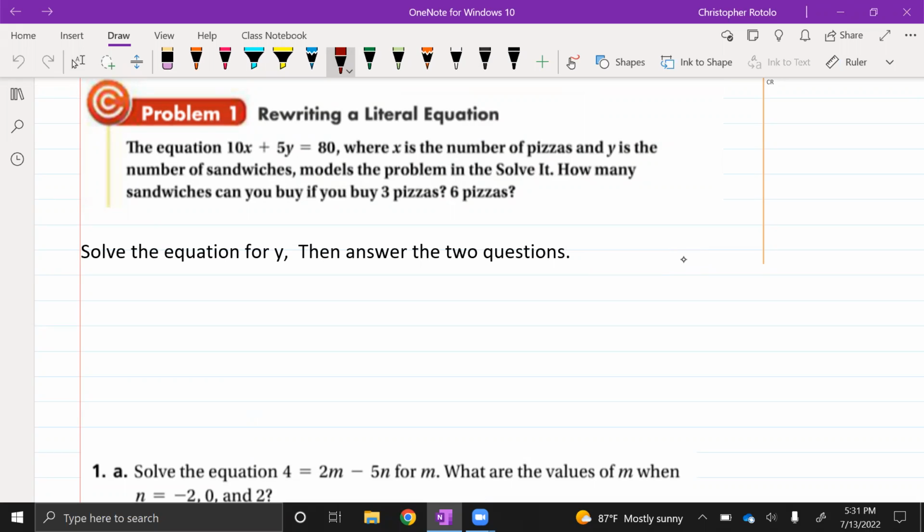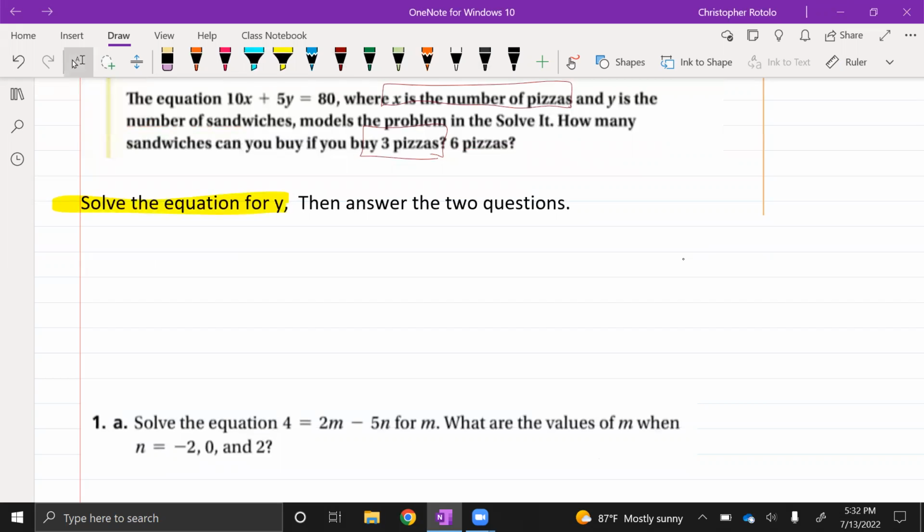Equation 10x plus 5y equals 80, where x is the number of pizzas, y is the number of sandwiches. Model the problem. How many sandwiches can you buy if you buy 3 pizzas? So 3 pizzas, x is pizzas. Okay, so a couple things we're going to do. First thing is solve the equation for y. Why are we going to do that? Because I'm supposed to do this over and over again. So it's going to make it a little bit easier.